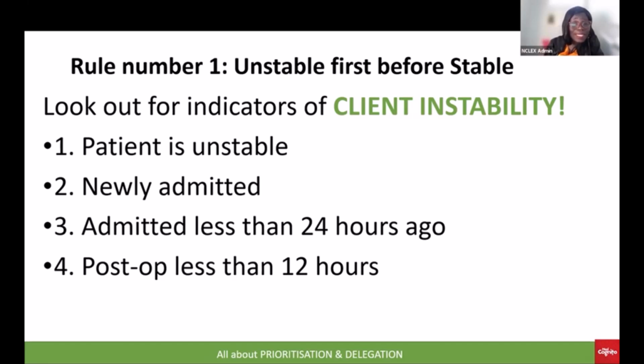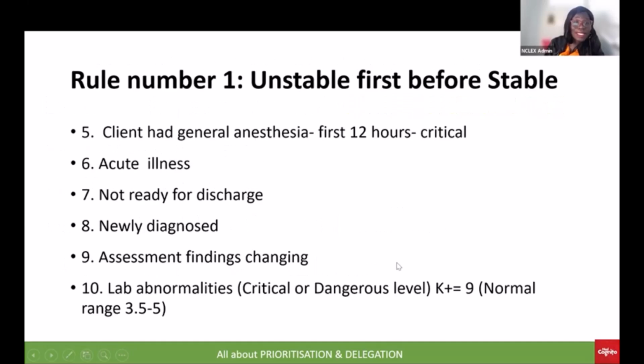Number three, a client admitted less than 24 hours ago. Number four, a post-op client less than 12 hours. So freshly post-op, you're going to prioritize that client. Number five, that client had a surgery, is freshly post-op and was also given general anesthesia. You've got to prioritize that client. Number six, you may see in the case scenario that the client has an acute illness. When you see acute, you know that you have to prioritize the client.